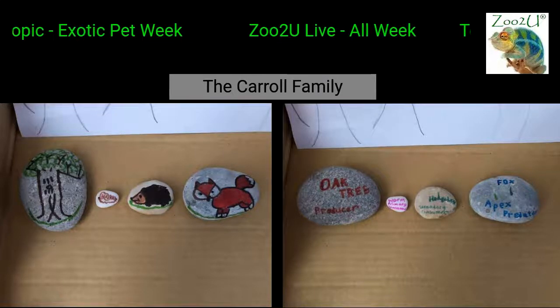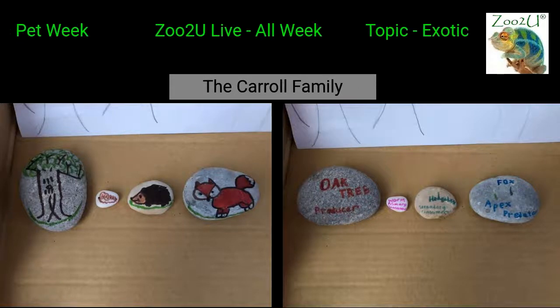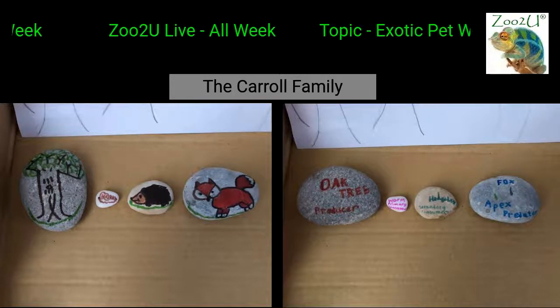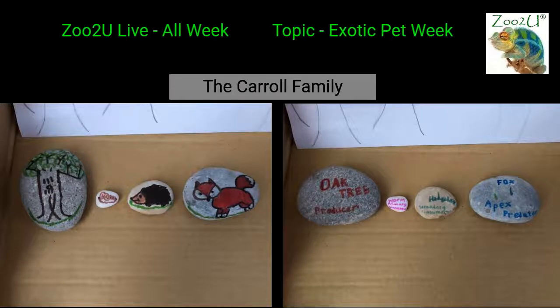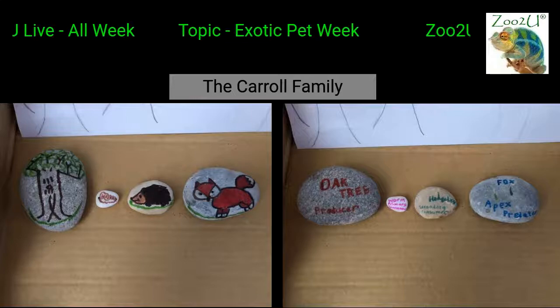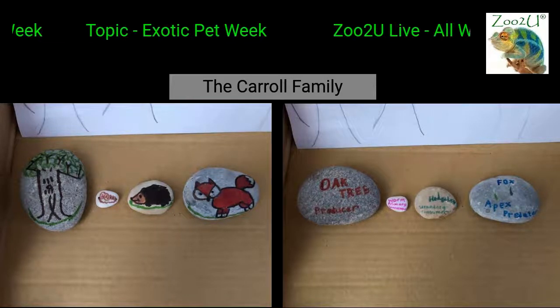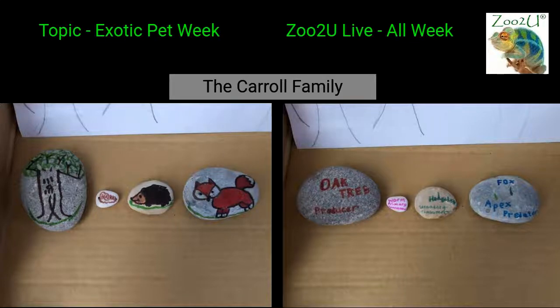So it looks like here we have a British native food chain. We've got a tree, and then some insects that eat off the tree, and then a hedgehog, and then we have a fox. What do you think would come after a fox, guys? What do you think would be the apex predator in the British food chain?